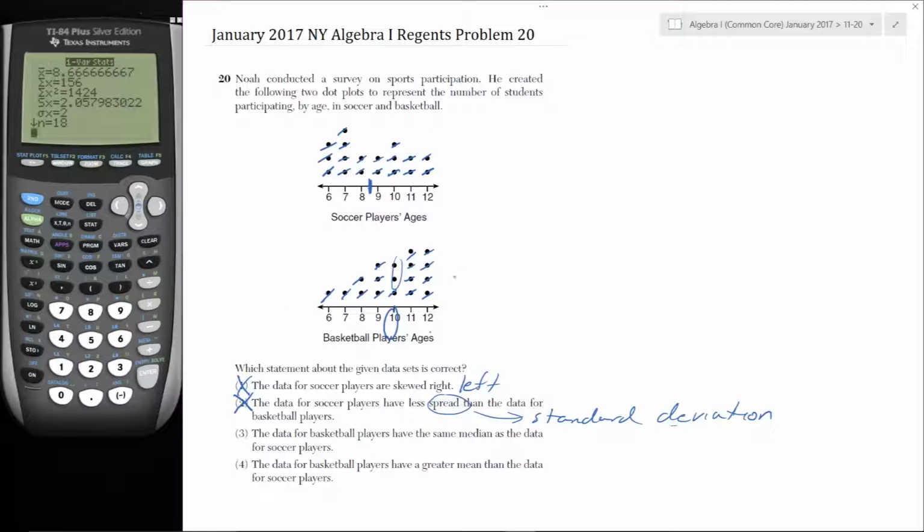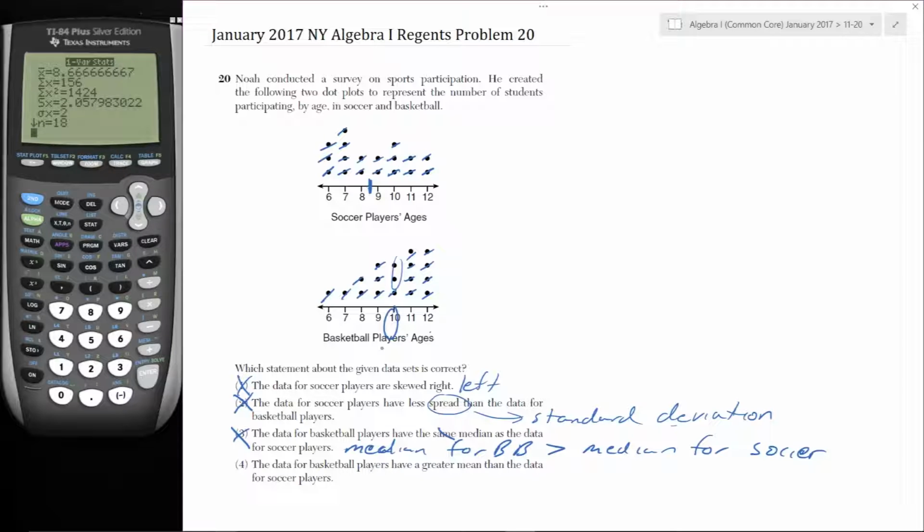Now the fact that this is skewed so far to the right also gives you a hint that this is not true: that the median for the basketball players is greater than the median for soccer. So that means the answer for number 4, that the data for the basketball players has a greater mean than the data for the soccer players, is just obvious.